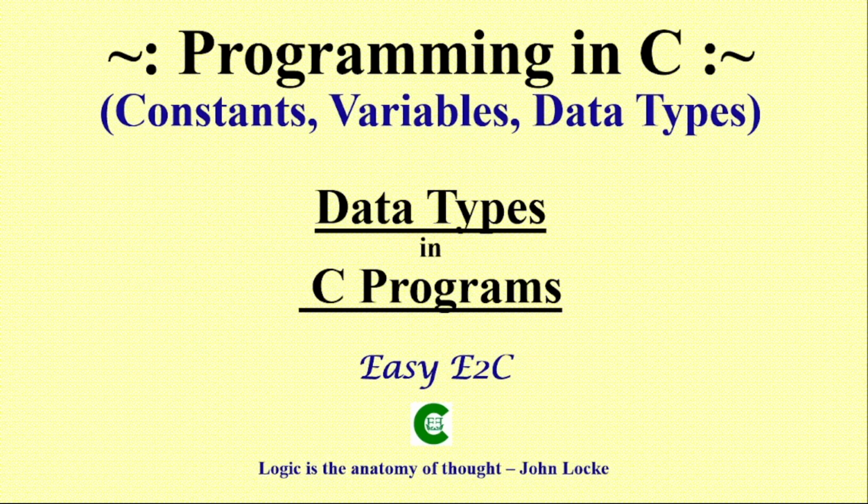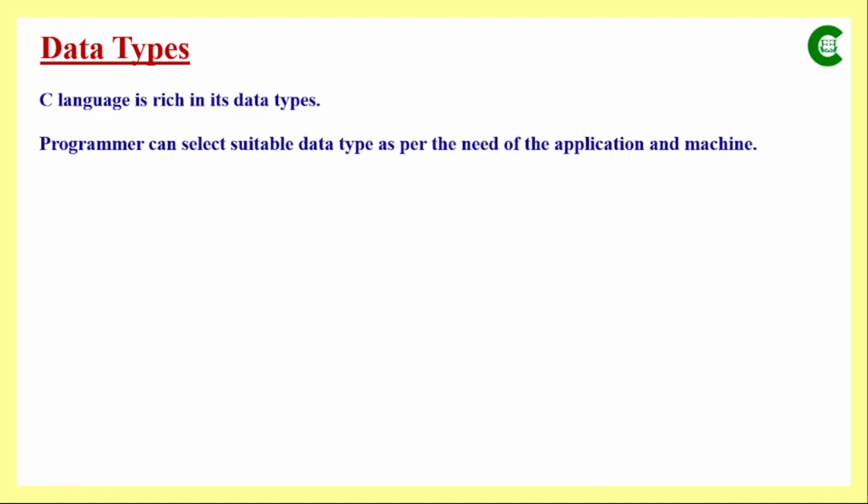So along with data, data types also play an important role whenever we are writing a C program or any program in any language. C has provision of several data types. So whenever a programmer is writing a program, he or she should be aware of what kind of data will be processed through that program. And accordingly, the programmer has to select a suitable data type as per the need.